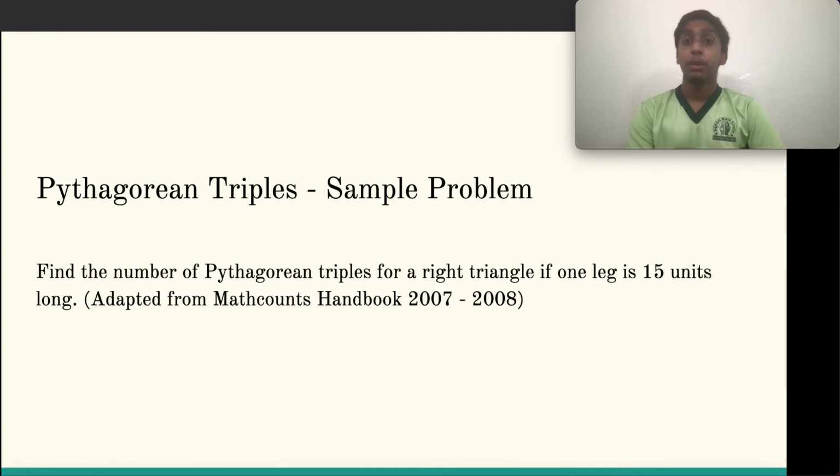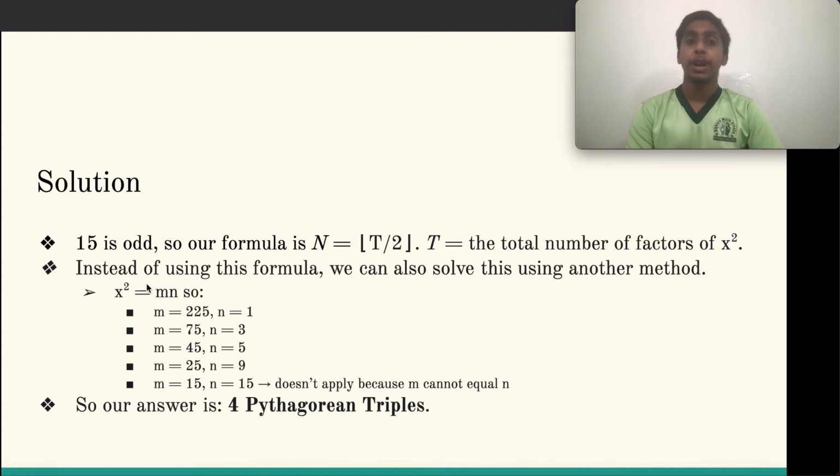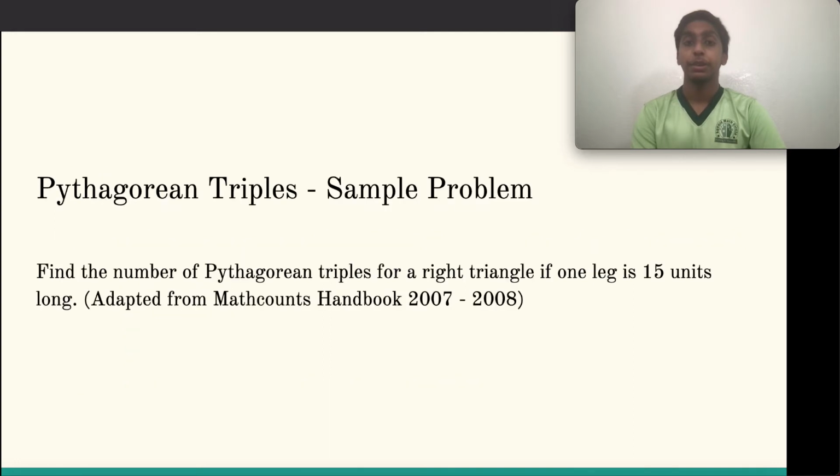So based on that, we can simply write out our number in that form. x squared is equal to mn, and our x squared is going to be 225 because that's 15 times 15. Then we can find the different m's and n's that are possible. m can be 225 and n can be 1. m can be 75 and n can be 3. m can be 45 and n can be 5. m can be 25 and n can equal 9. And m can equal 15 and n can equal 15. But this one doesn't apply because m cannot equal n.